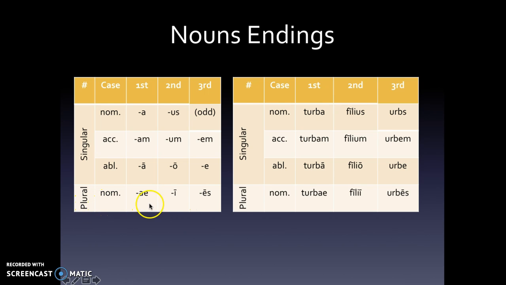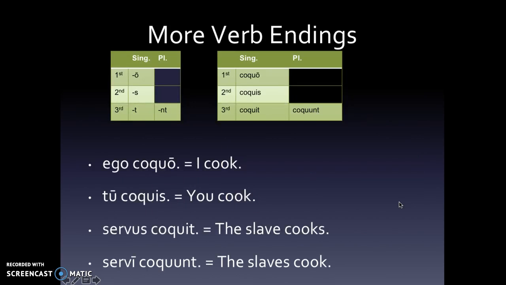So these are going to be in effect when you have multiple subjects. For example, if there were multiple crowds as your subject, you would use turbae. If there were multiple sons as your subject, you would use filii. If there were multiple cities as your subject, you would use urbes. All right, if we're going to have multiple subjects, we need to have a verb that indicates multiples.